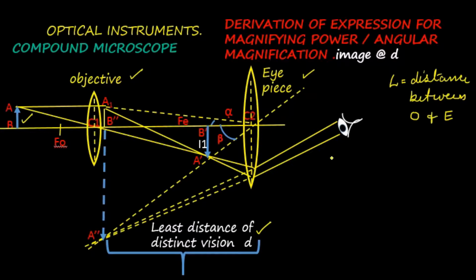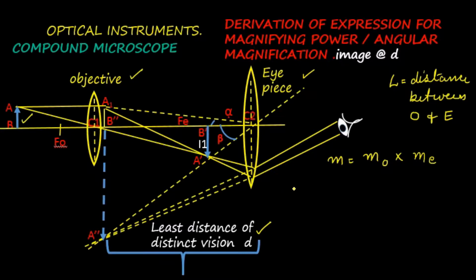So the final magnification M will be equal to the product of the magnification of the objective and the magnification of the eyepiece. So we have to derive first an expression for the magnification of the objective and then the magnification of the eyepiece. Here the eyepiece is functioning just like a simple microscope, so we can directly use the formula which we derived. What we have to do first is derive an expression for the magnification of the objective.